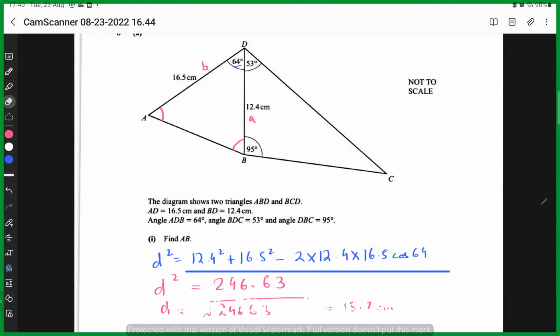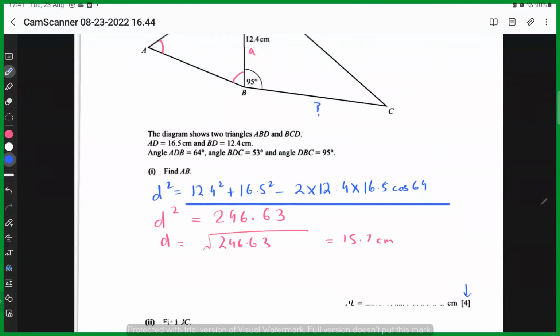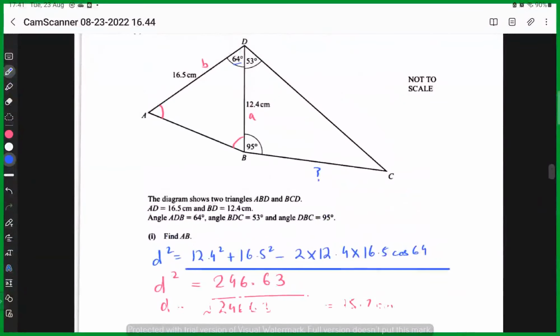Acha, this was a 4-mark question, and then there's another 4-mark question. So you guys can see, just by remembering this one formula and learning its application, you guys would be able to secure 4 marks. 4 marks is a lot, okay? So this is important. Acha, the next part is find BC. Yes, I leave this question to you guys.